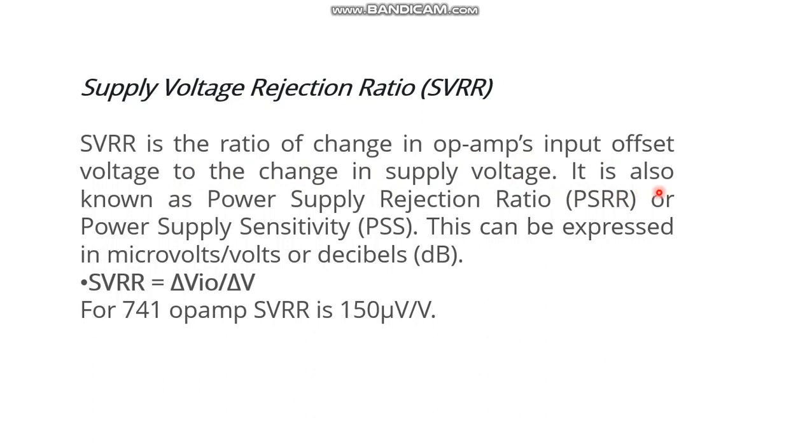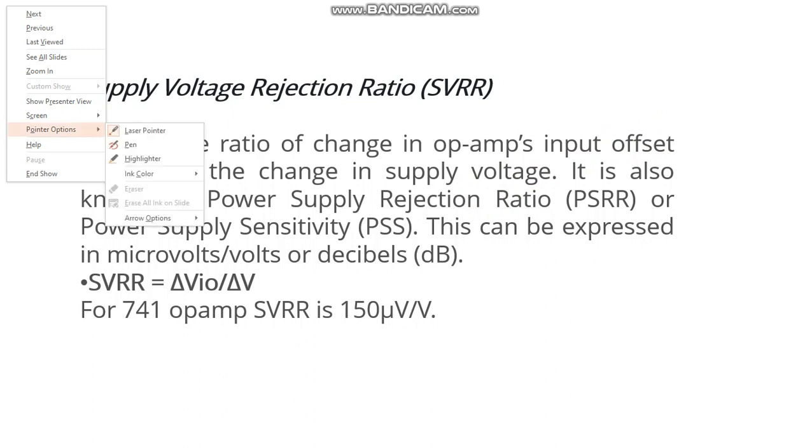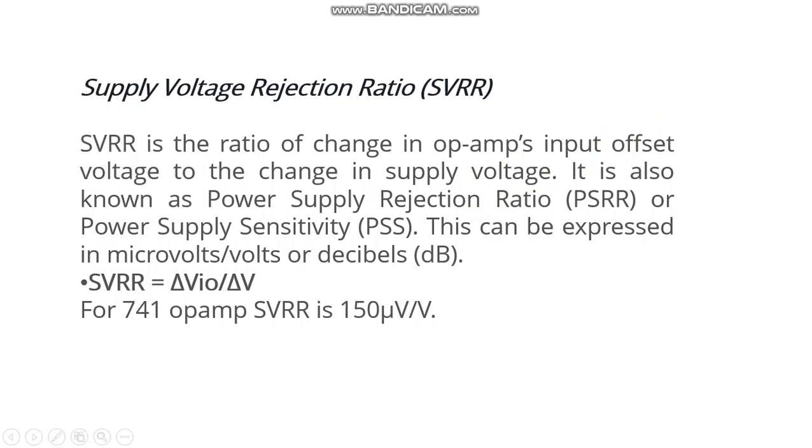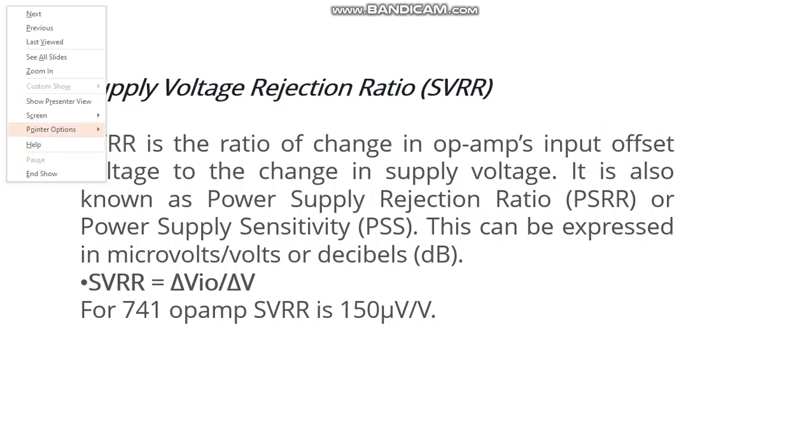Input offset voltage means, as I already told you, when there was no input, we were getting some output at the output pin, that is the offset voltage. If there is a change in the supply voltage applied to the V plus and V minus terminals, what is the change in the output offset voltage? See here.